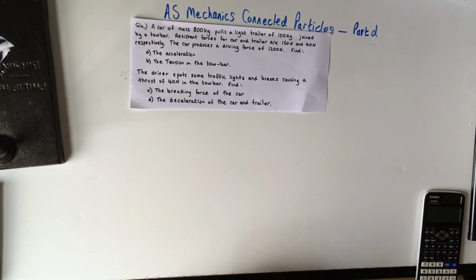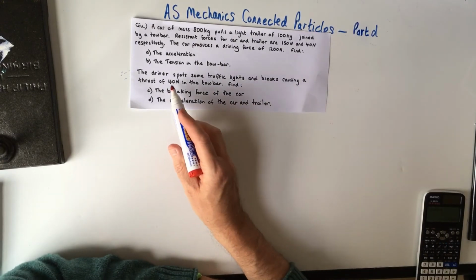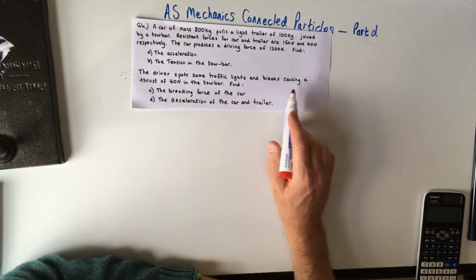Okay, so we've got now, I'm just thinking about how to do this. So what I'm going to do is separate out the two of them. So the driver spots some traffic lights and it brakes.